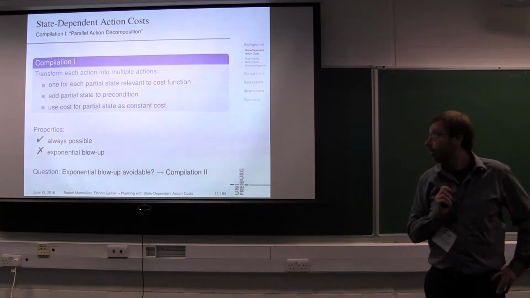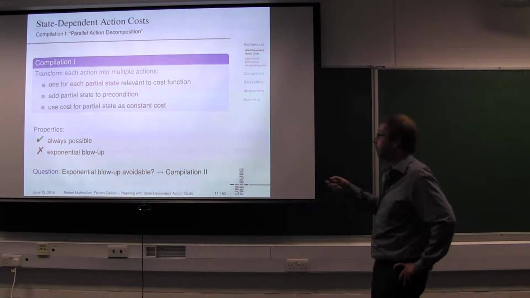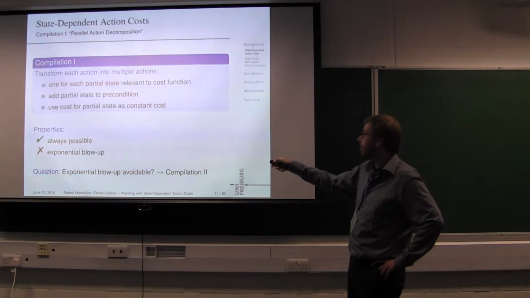Okay, well, this is simple, so what to do is to transform each action into multiple actions, 1 for each function state relevant to the cost function.